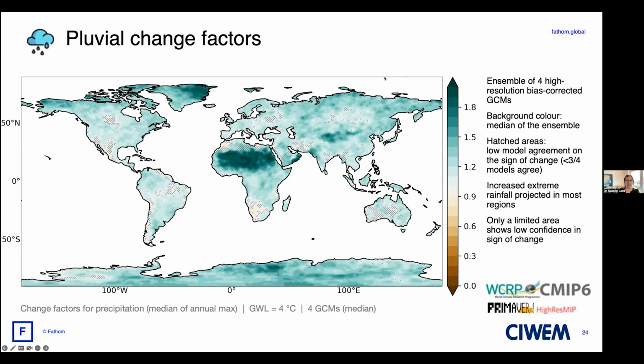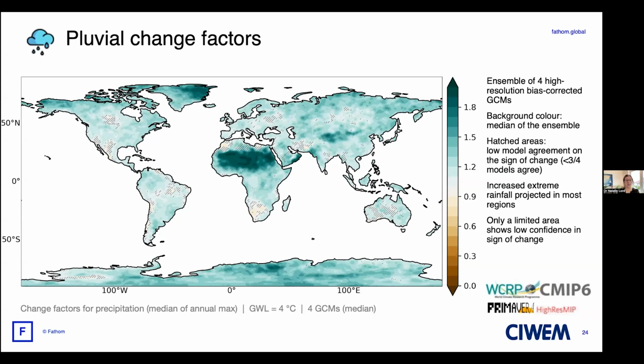As expected, extreme precipitation increases in most regions, with the average being approximately similar to Clausius-Clapeyron, but showing a fair amount of spatial variability. Only a limited number of areas are hatched, which indicates low confidence. So this ensemble of models generally agrees on the sign of change over most land areas.